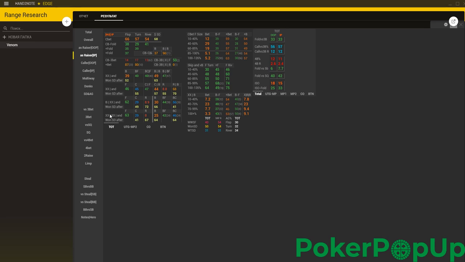The last line is the same as raising out of position, check flop, check turn, and then either reaction to our bets, fold, call, raise, or his own aggressive actions: bet, bet fold, bet call to our raise.